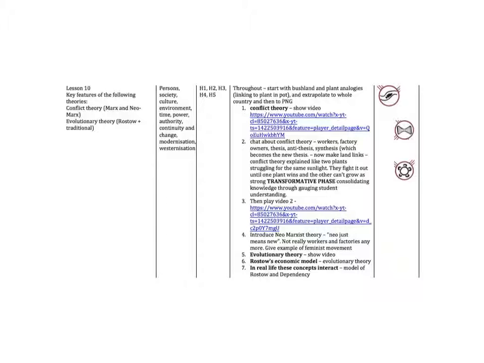So today we're talking about the key features of conflict theory and evolutionary theory. In terms of conflict theory, we're going to be looking at Marx and neo-Marxist theory. And in terms of evolutionary theory, we're going to be looking at neo-evolutionary theory and Rostow.